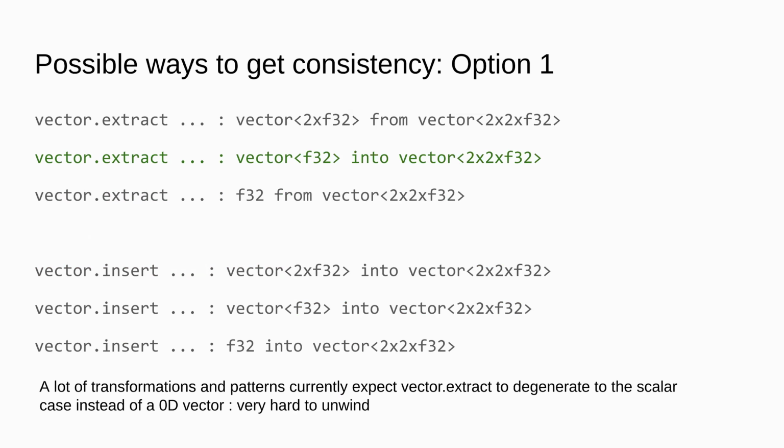So the first case is we allow zero D vector extraction from bigger vectors. The problem with this is that I've also written a number of canonicalization folders and transformations for zero D vectors, and it's really, really hard to unwind all of it if we allow vector.extract zero D extractions. In a lot of cases they just expect that if you give a full list of indices, it is definitely a scalar extraction. And a lot of places expect that if you give a list of full indices, it will be a scalar insertion. This is a very long-term thing to unwind if we actually add this option.